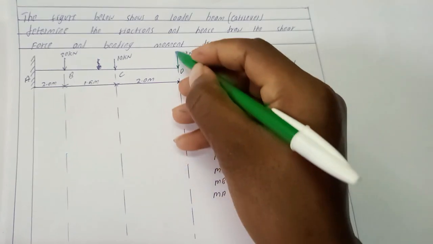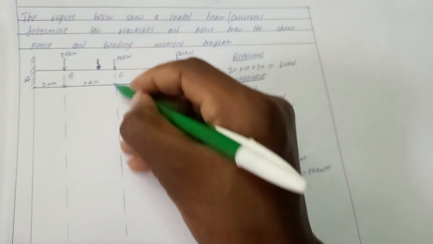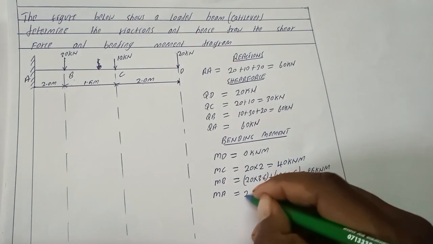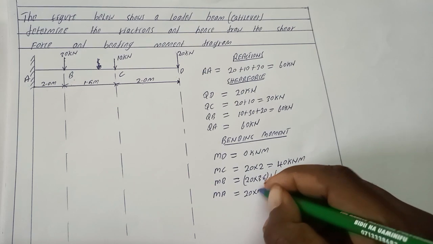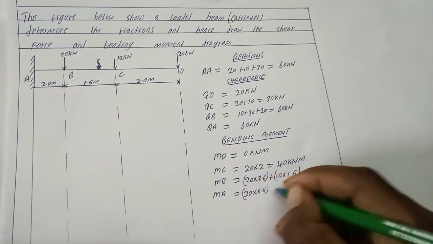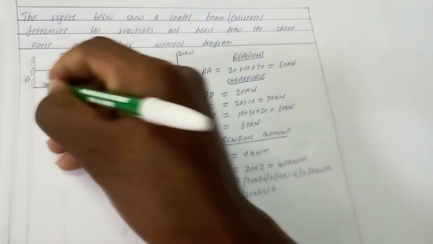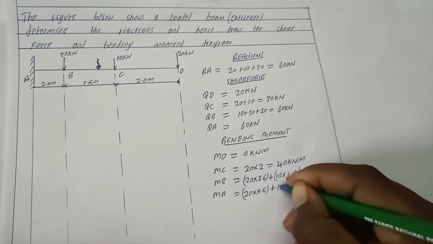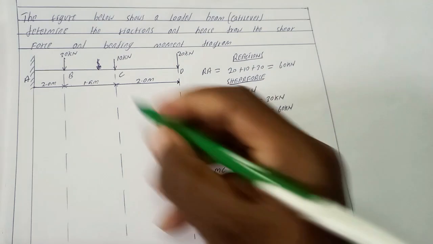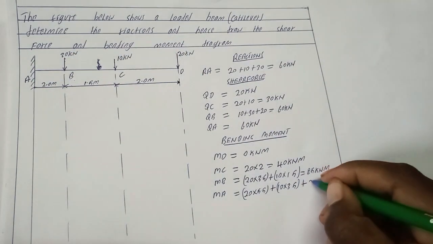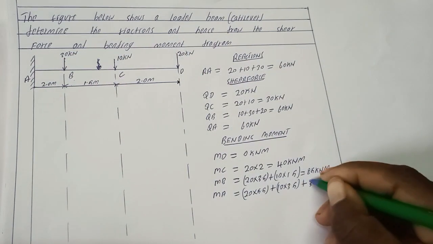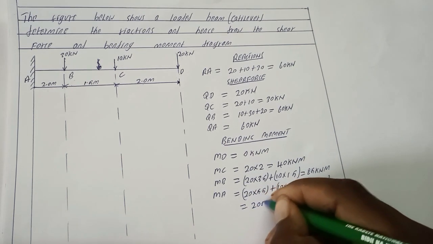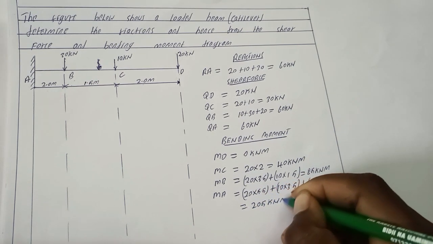Then we have moment at point A, the last point. This one will be given by 20 times total distance plus 10 times total distance, then plus 30 times total distance, which is 20 times 5.5 plus 10 times 3.5 plus 30 times 2. And this one will give us a total of 205 kilonewton meter.